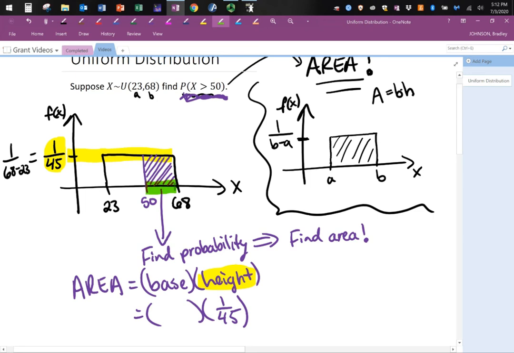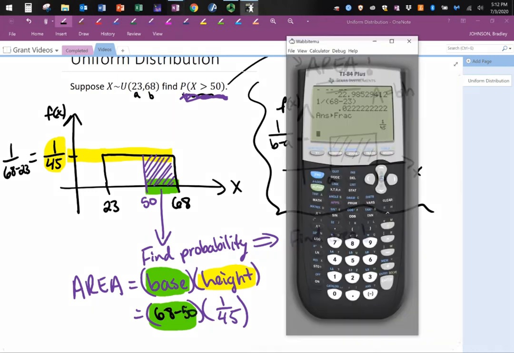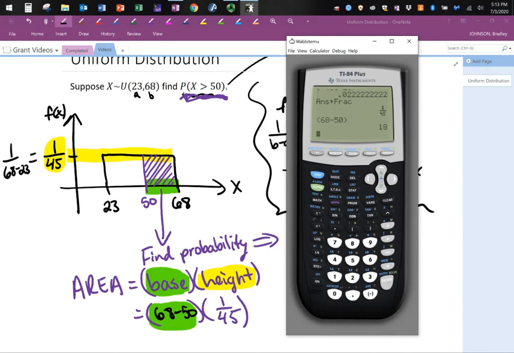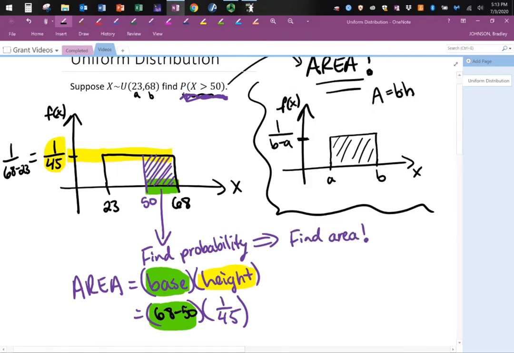Okay, the base is this, shaded in green. So I need to know what is 68 minus 50. So now I can take my calculator. 68 minus 50, well, that's 18. And we're going to multiply 18 by the 1 divided by 45. Now I'm going to put it in parentheses just to make sure nothing bad happens. So we get 0.4.